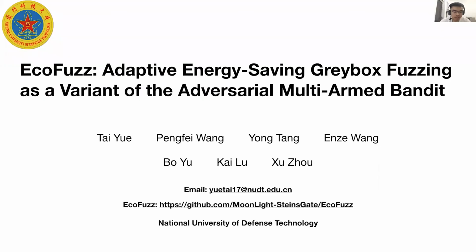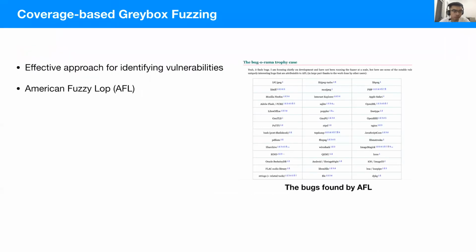Hello, I'm excited to introduce our work, EcoFuzz: adaptive energy-saving Greybox Fuzzing, as a variant of the Adversarial Multi-Armed Bandit. Our team comes from the National University of Defense Technology, and my name is Taiyue, a first-year doctoral student. As we know, coverage-based Greybox fuzzing is an effective approach for detecting security vulnerabilities.